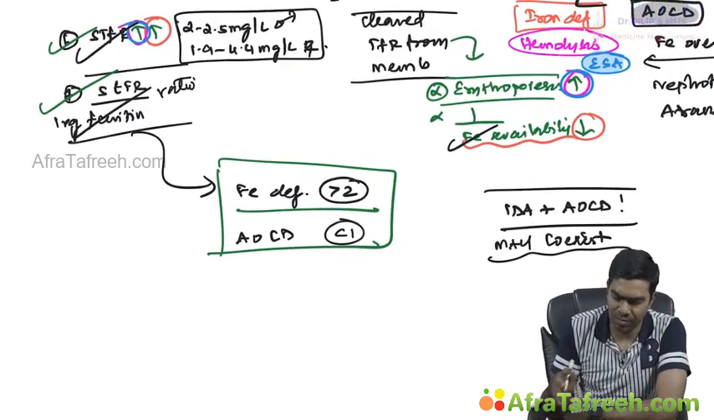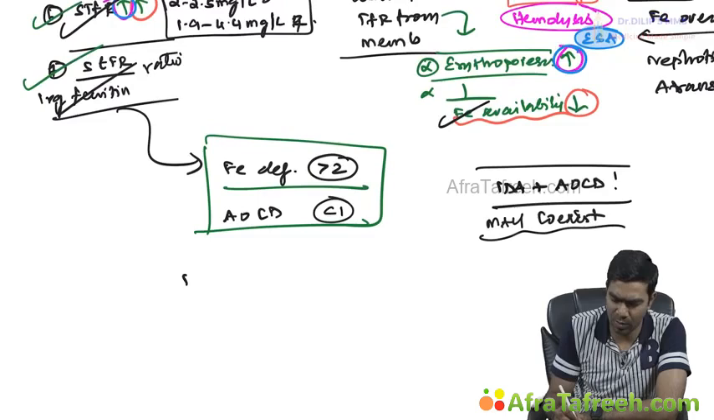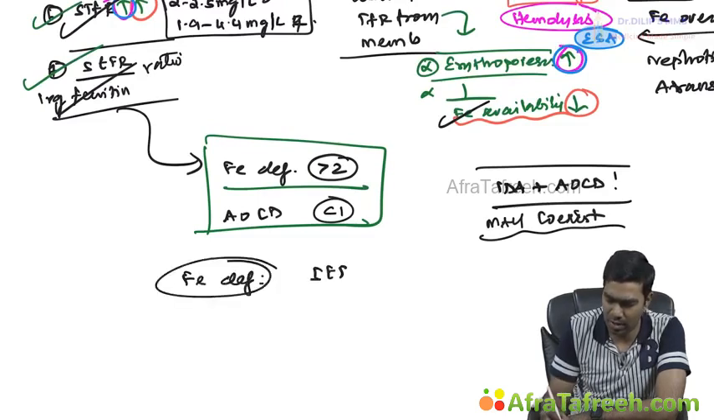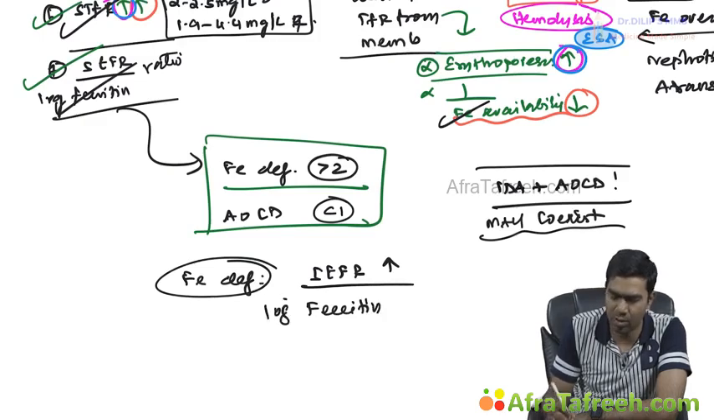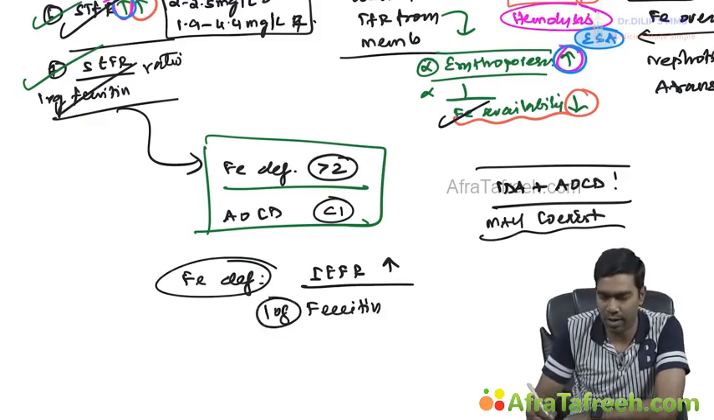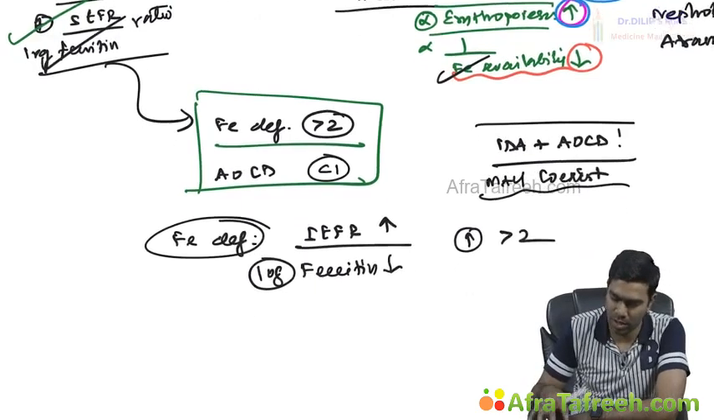If you ask what happens in iron deficiency, why is this ratio affected? In iron deficiency, your soluble transferrin receptor will actually increase. And for the ferritin, we just put the log to reduce the number. Ferritin is decreased. So the entire ratio will increase. That's why the ratio is more than 2.